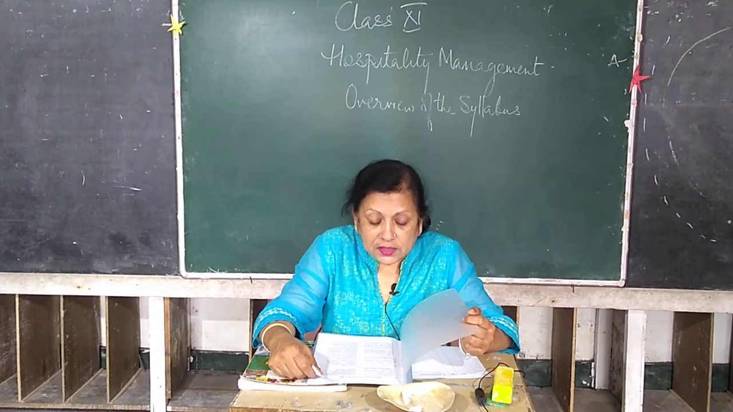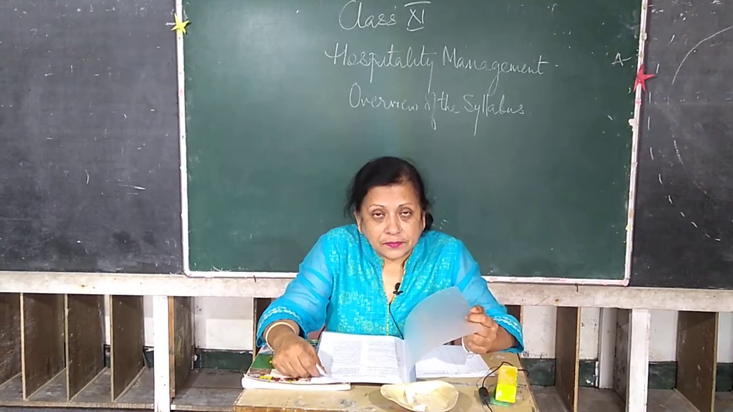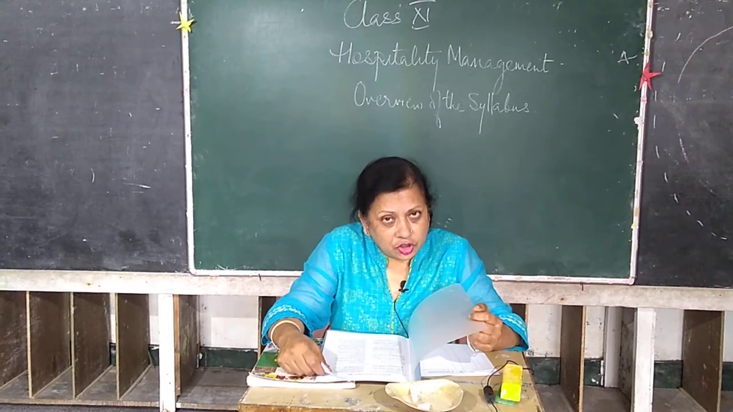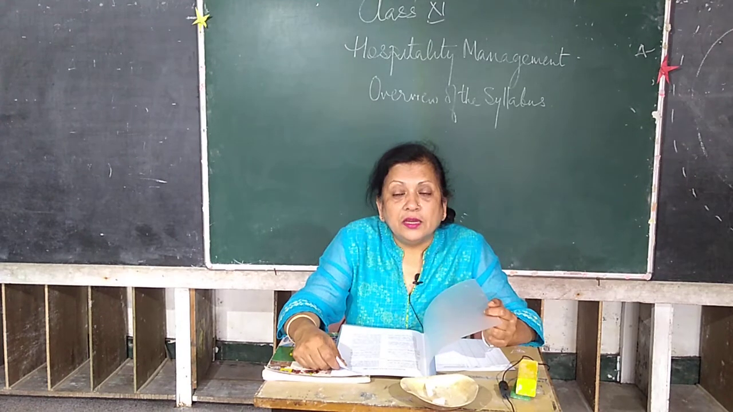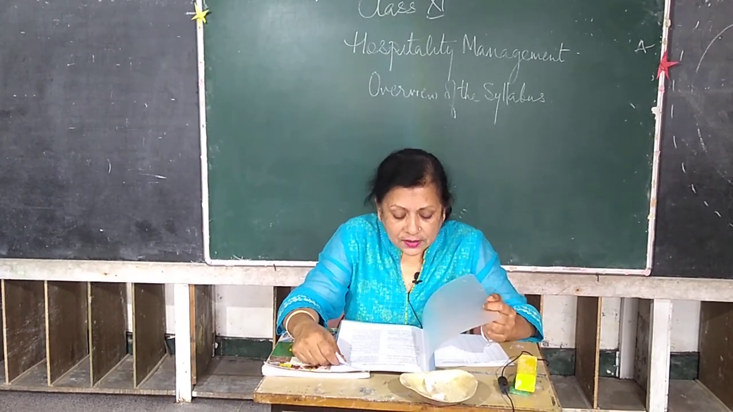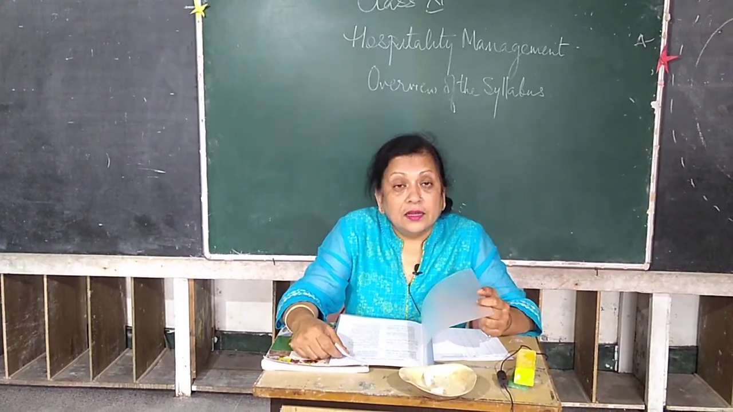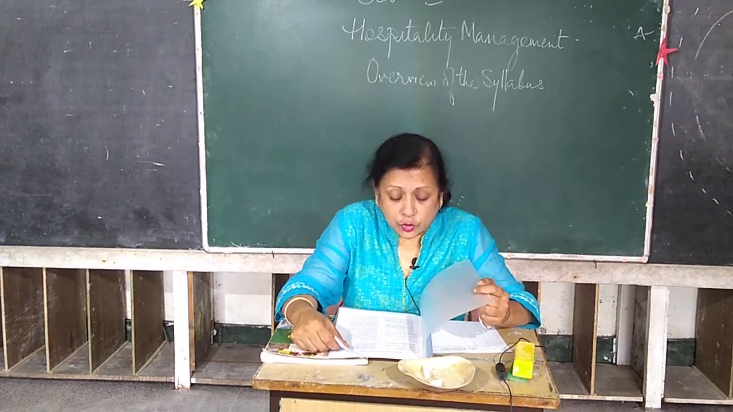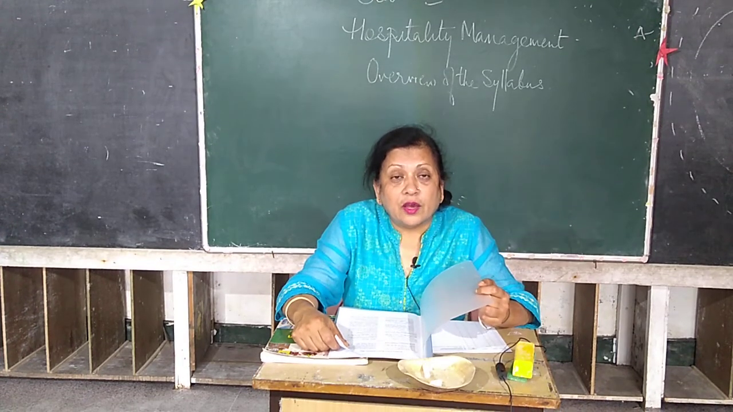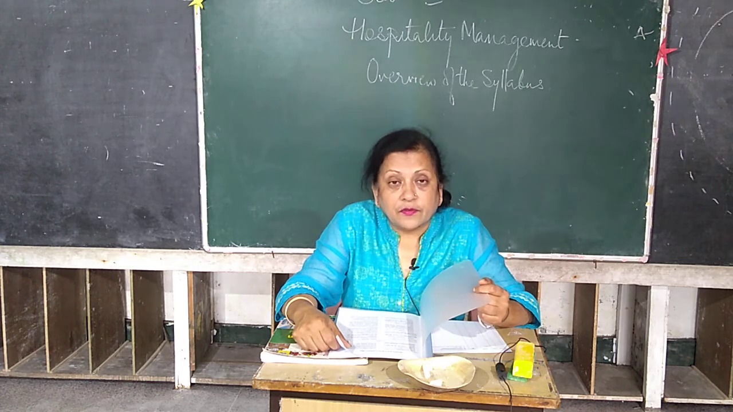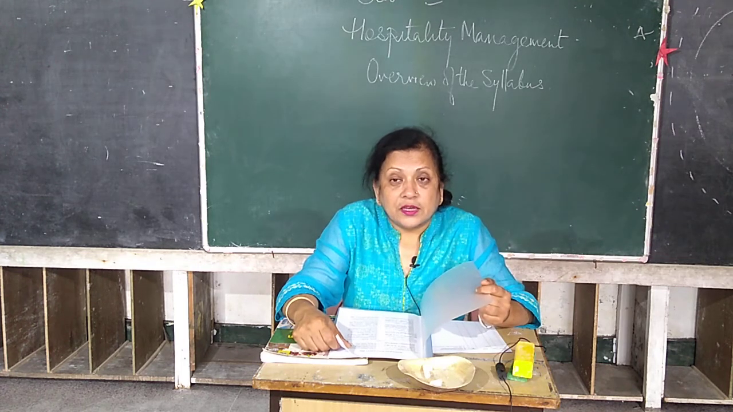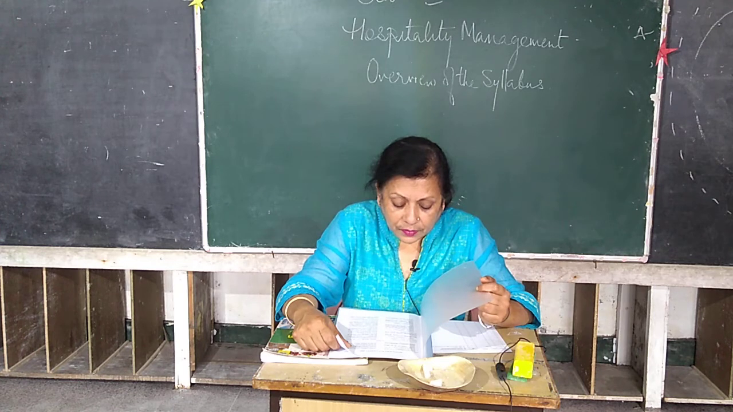The theory paper is divided into 2 parts. The compulsory section is of 20 marks, where you'll be answering short questions, while part 2, which is the subjective section, where you have the long answers, there you'll have to attempt 5 questions of 10 marks each.